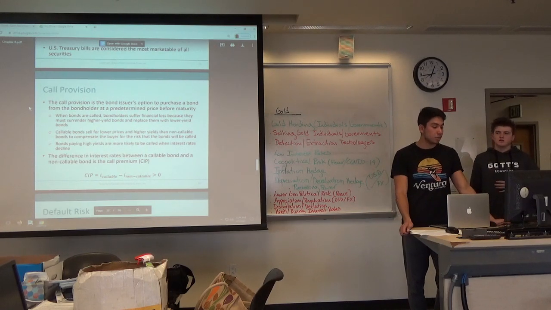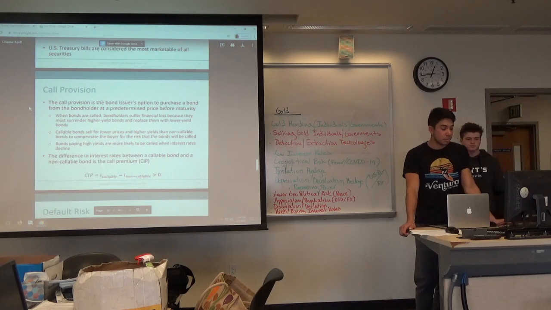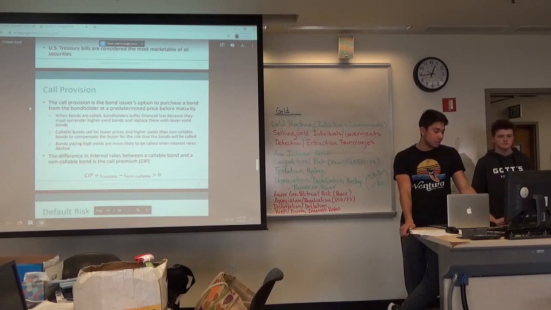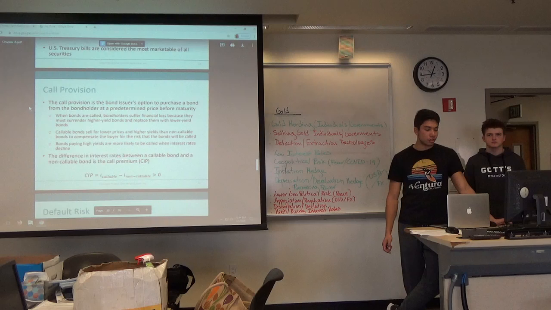And bonds paying high yields are more likely to be called when interest rates decline. The difference in interest rates between a callable bond and a non-callable bond is the call premium. And then the call premium is the interest rate of the callable minus the interest rate of the non-callable, which is greater than 0.